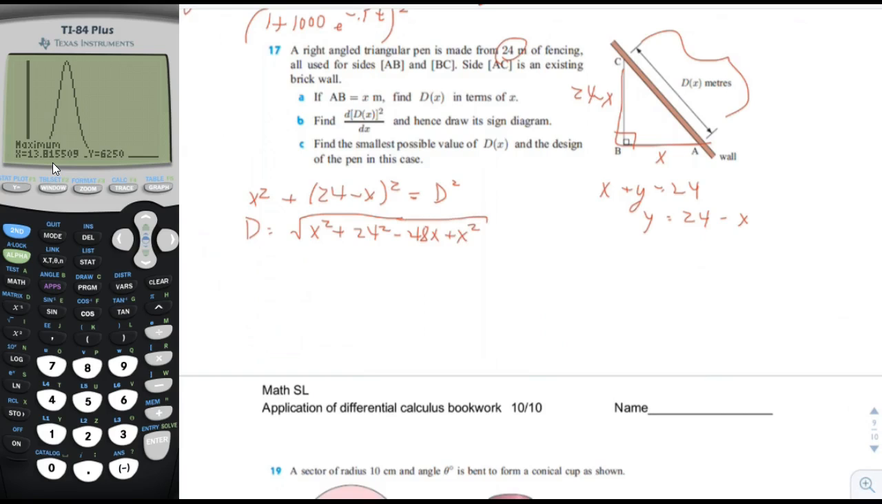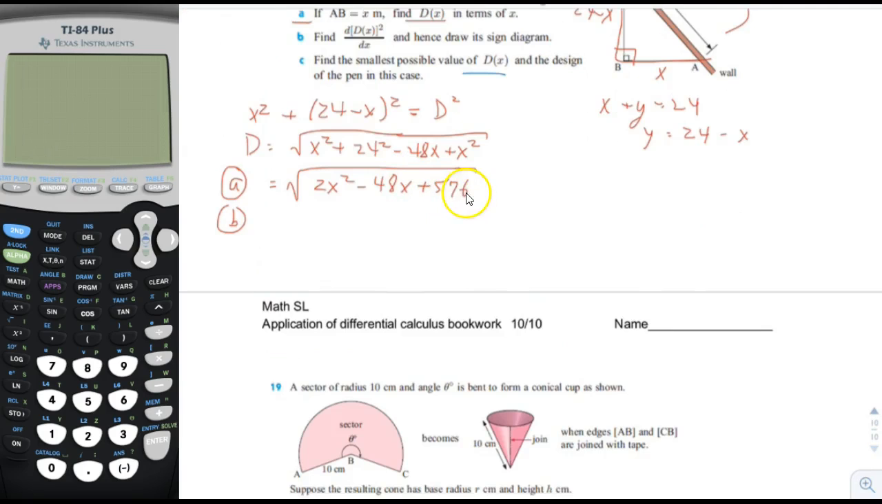Okay, and then we're going to put some of these together. So we'll have 2X squared minus 48X plus 24 squared, which is 24 times 24, which is equal to 576. So that is part A, which is said to find an expression for capital D in terms of X. We did that.